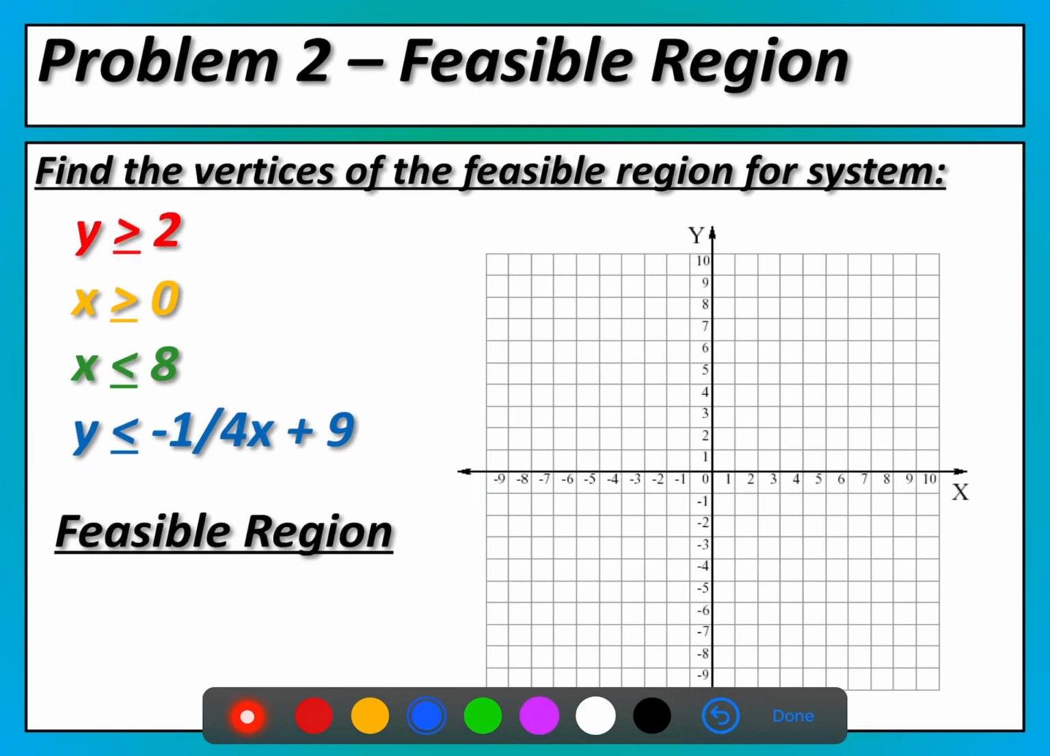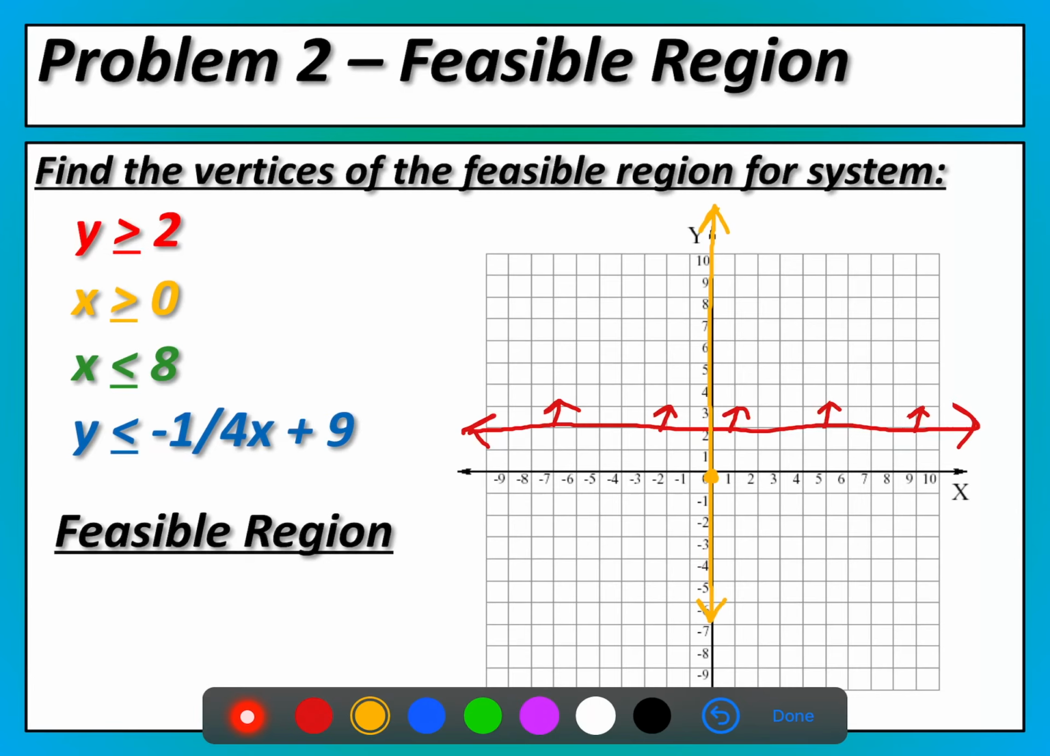All right, so now we have 4 constraints. So y is greater than or equal to 2. That is a solid horizontal line, and greater than is going to shade above. Okay, x is greater than or equal to 0. So that is a vertical line, and it's actually on the y-axis because that is the x value 0.